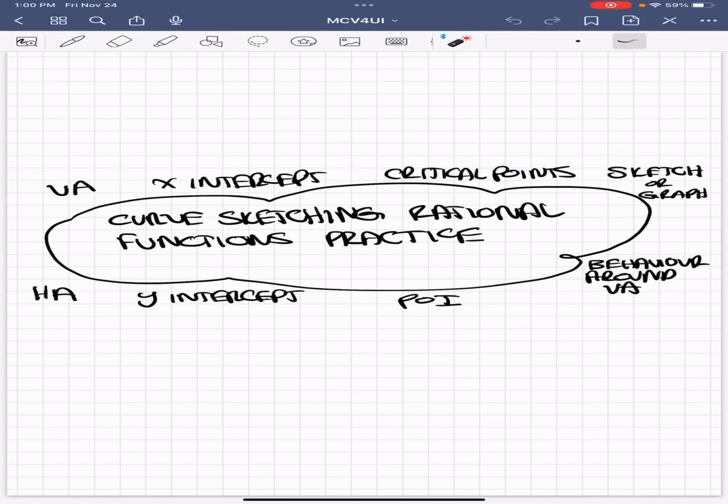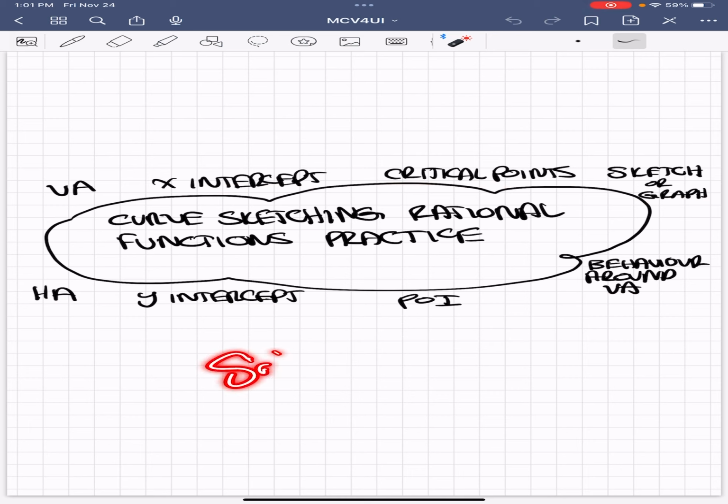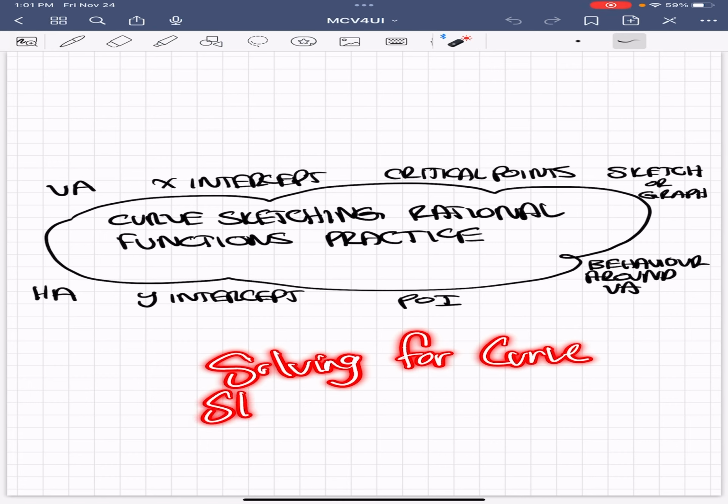Okay, so today we're going to be doing curve sketching rational functions practice. We're going to be solving for the vertical asymptote, the horizontal asymptote, the x-intercept, the y-intercept, the critical points, the POI, the behavior on the VA, and the sketch and graph. And we're going to be solving for curve sketching rational functions.